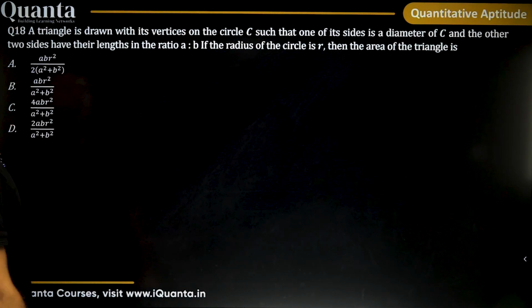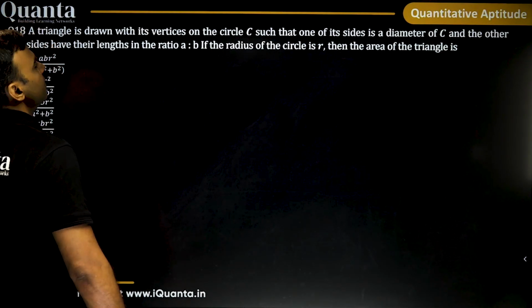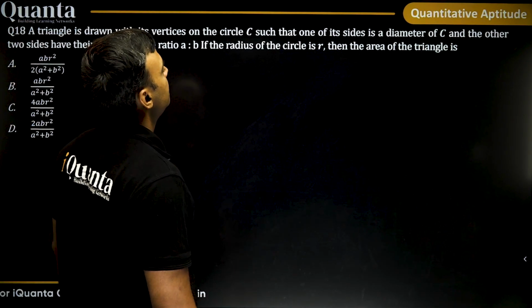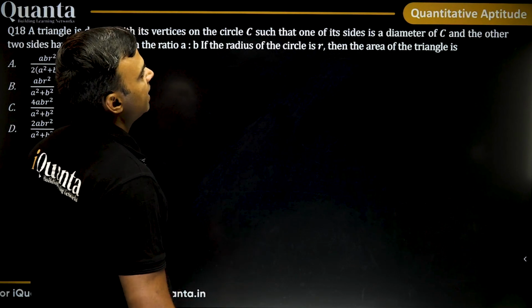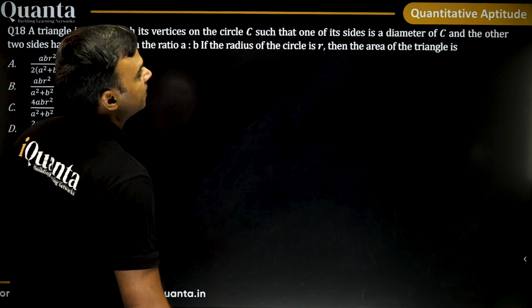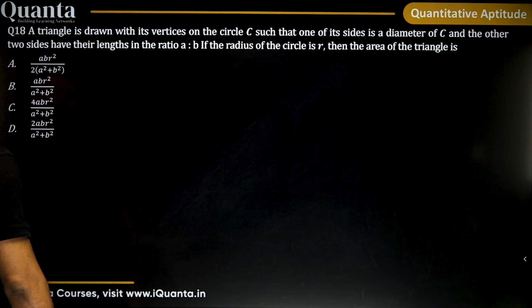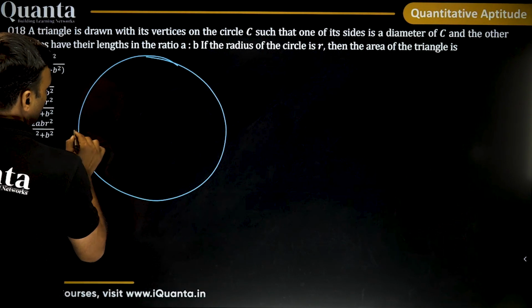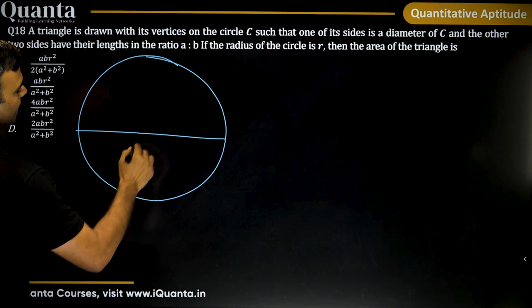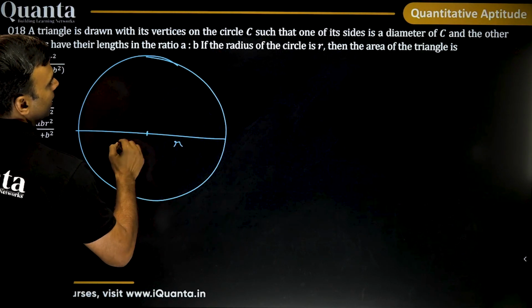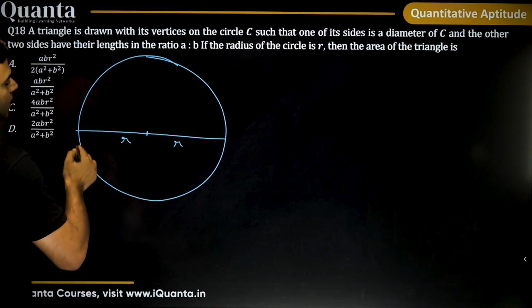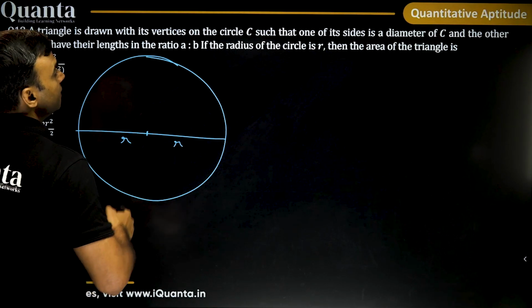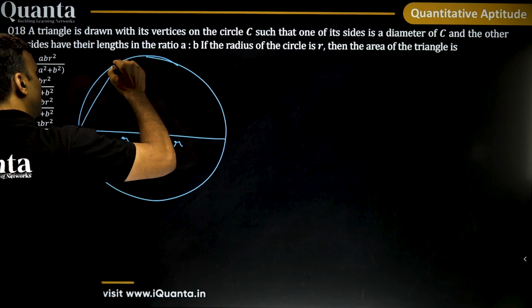This one is a beautiful question. It says a triangle is drawn with its vertices on the circle C such that one of the sides is the diameter of C and the other two sides have their lengths in the ratio A is to B. So we have a circle. This is the diameter. It is one of the sides. If the radius is R, so one of the sides also happens to be the hypotenuse of the triangle.